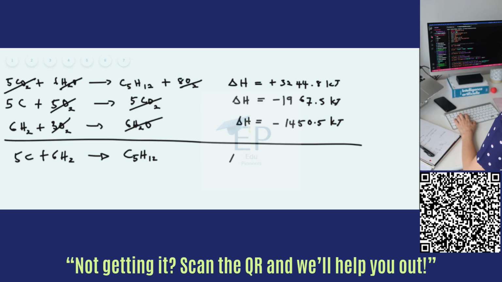So that means delta H then will be equal to 3244.8 minus 1967.5 minus 1450.5, and that'll be minus 173.2 kilojoules. And that's the answer to the equation.